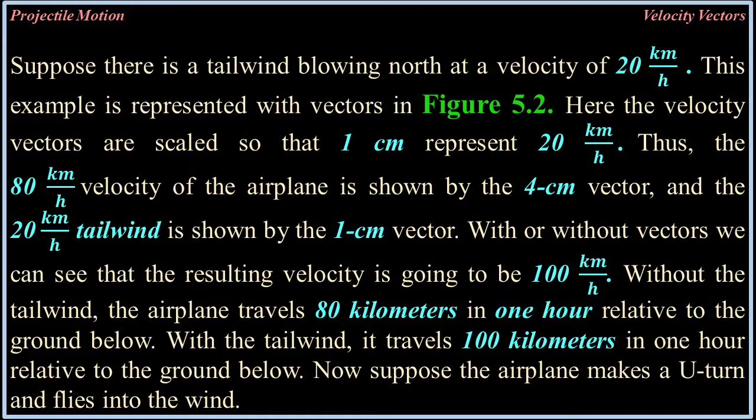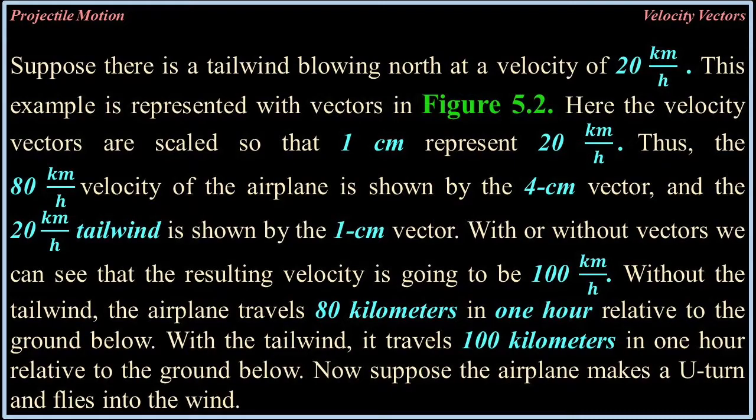Here the velocity vectors are scaled so that 1 centimeter represents 20 kilometers per hour. Thus, the 80 kilometers per hour velocity of the airplane is shown by a 4 centimeter vector, and the 20 kilometers per hour tailwind is shown by a 1 centimeter vector. With or without vectors, we can see that the resulting velocity is going to be 100 kilometers per hour. Without the tailwind, the airplane travels 80 kilometers in 1 hour relative to the ground below. With the tailwind, it travels 100 kilometers in 1 hour relative to the ground below.